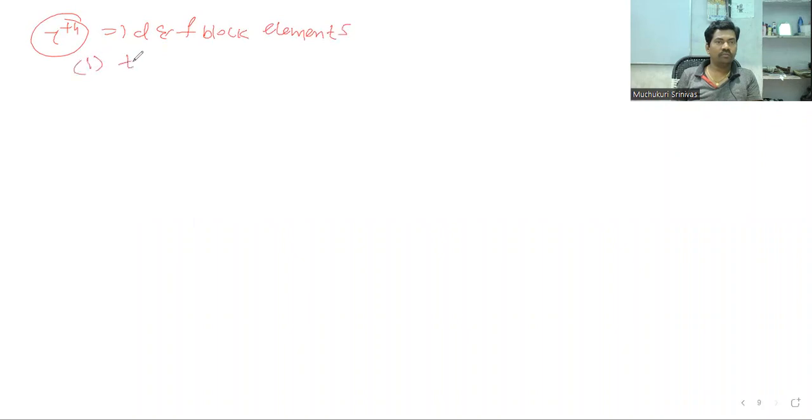Then the seventh chapter, D and F block elements. What are transition elements? You read this. The next second one, what are transition elements?